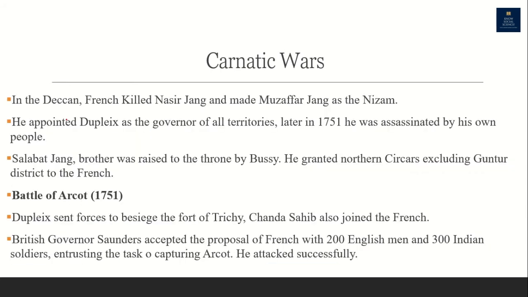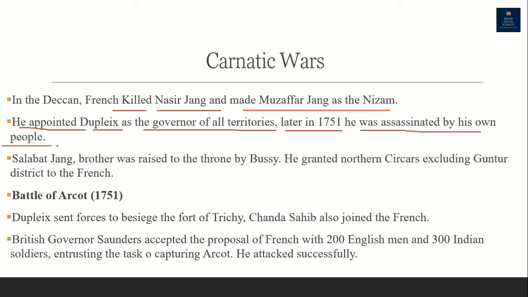In the Deccan, the French killed Nasir Jung and made Muzaffar Jung the Nizam, that is, the ruler. He appointed Dupleix as the governor of all territories. Later in 1751, he was assassinated by his own people. Salabat Jung, his brother, was raised to the throne by Bussy. He granted the Northern Circars, excluding Guntur district, to the French.